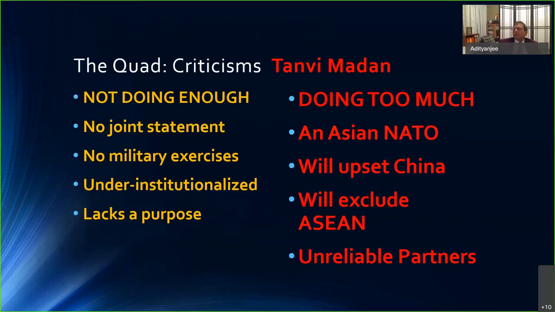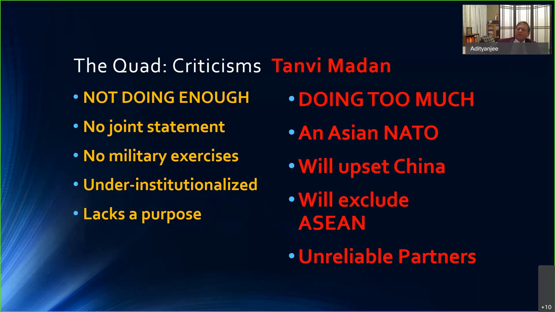So what have been criticisms of Quad? I'm quoting Tanvi Madan, who is the director of the India Project of the Brookings Institution. On one side, Quad is not doing enough. There was no joint statement, no military exercise, it is under-institutionalized, and lacks a purpose. On the other hand, it is doing too much: an Asian NATO, will upset China, will exclude ASEAN, unreliable partners.